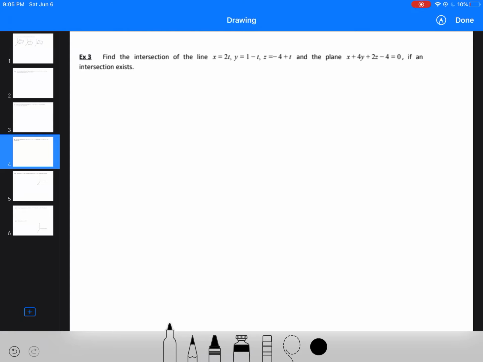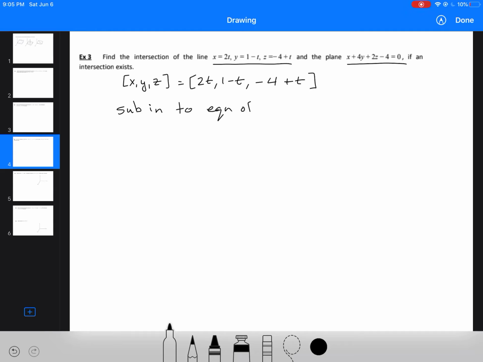So let's do one more example. So here we're going to find the intersection of the line and the plane if an intersection exists. So here, again, we're going to start off by writing an expression for any point on the line. And so we're given our parametric equation, so that's nice and easy for us. Putting in our x, y, and z. And now we're going to sub in to the equation of the plane.